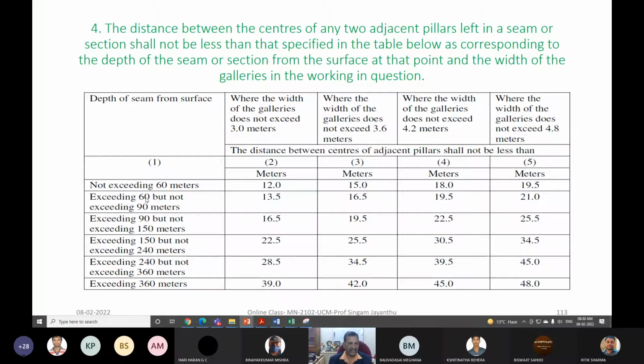Now, exceeding 60, that means 60 to 90, 90 to 150, 150 to 240, 240 to 360, exceeding 360. At that point of time, when these regulations were framed, you can imagine there were not many deeper underground mines, right? As we are doing now, even in the US and China, I have given some examples, Utah, and here in China, some mines even 1 kilometer, 1.2 kilometers, something like that.